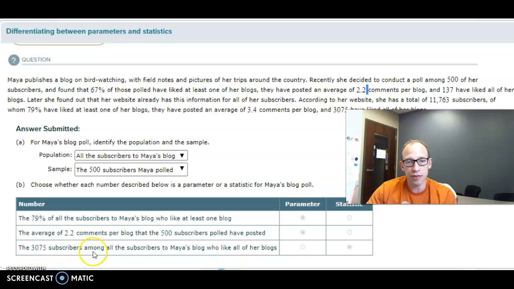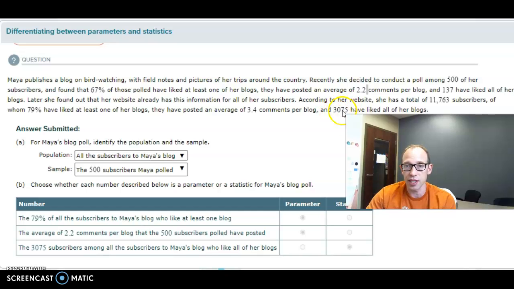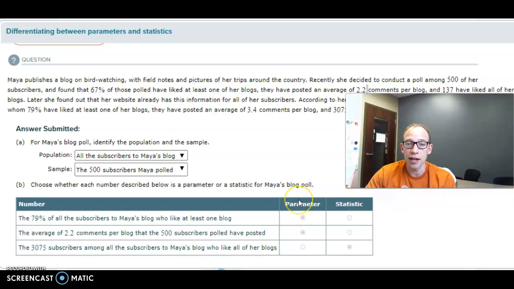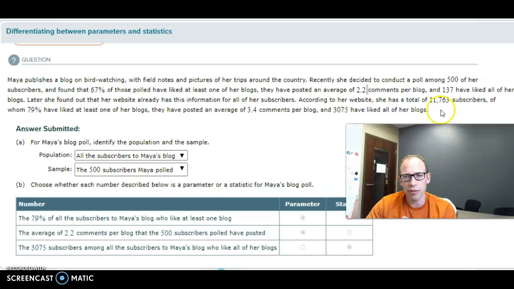And then the 3,075 who like all our blogs, well, that's referring here to this information on all 11,763. That's referring to the population, meaning that it's a parameter there. So that one, because it's referring to the entire. Now, you might say, well, wait, the 3,075 aren't all of the subscribers. No, but this is a data point that's coming from the entire population, not coming from that isolated sample.